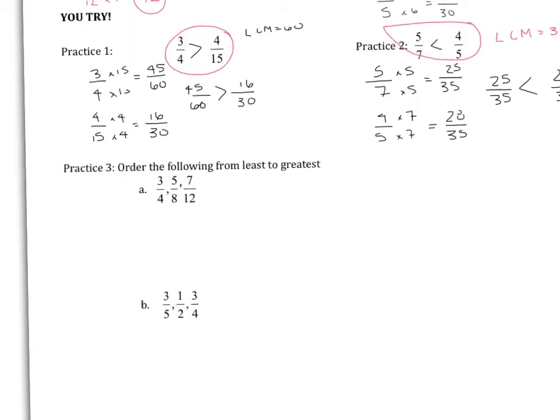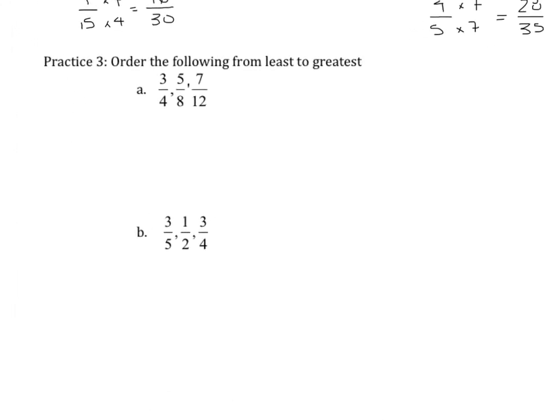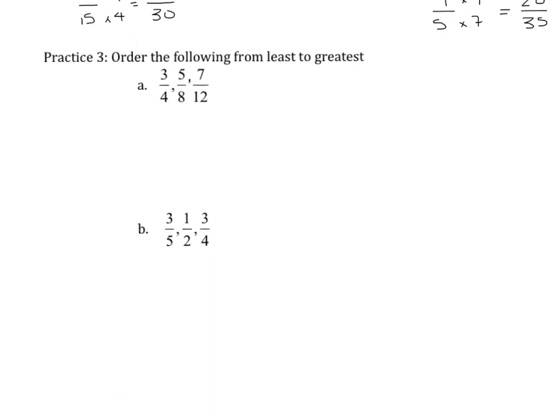Alright, let's go ahead on to practice number 3, which is going to require us to write our numbers from least to greatest. So I'm going to go down to practice 3. And first thing we're going to do is, same process. We need to find what the least common multiple of our denominators are. And we have the denominators 4, 8, and 12. So I want you to go ahead, pause the video, and find the least common multiple of 4, 8, and 12.